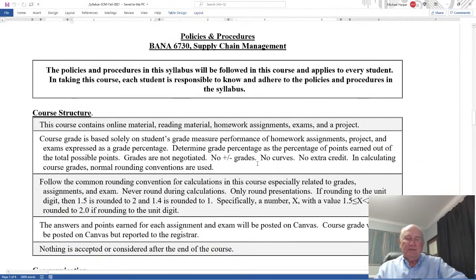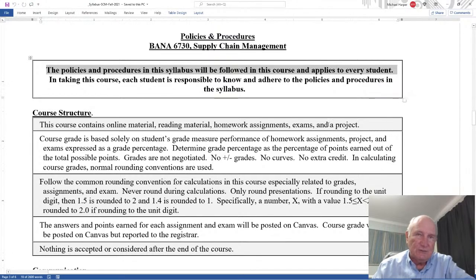Okay, policies and procedures. First of all, the policies and procedures of the syllabus will be followed in this course and apply to every student. So often I have students say, well, could you please do this and this and that? I say, no, because that's not the course. And so I will stick to the policies in this course and apply the policies to every student.